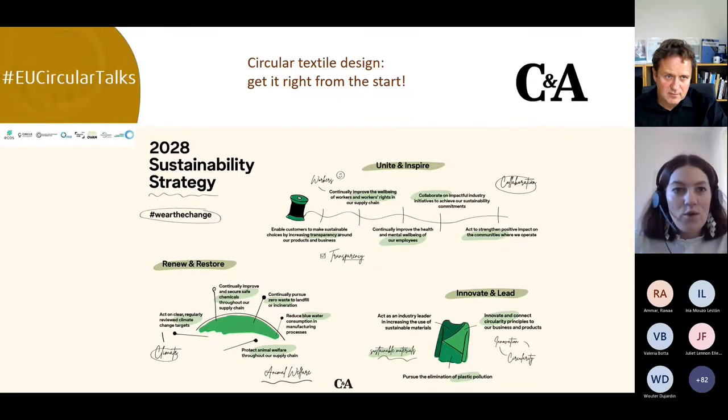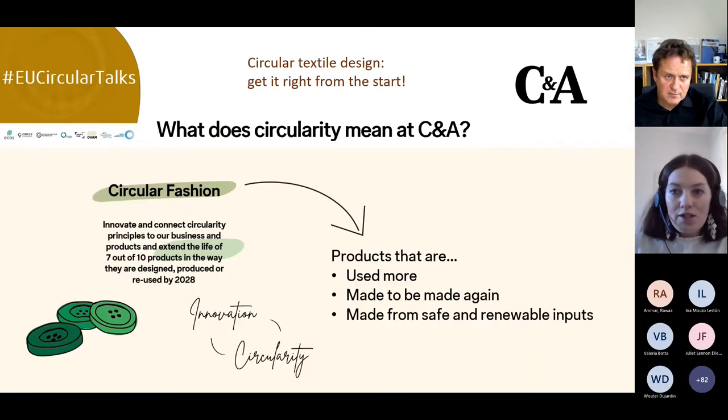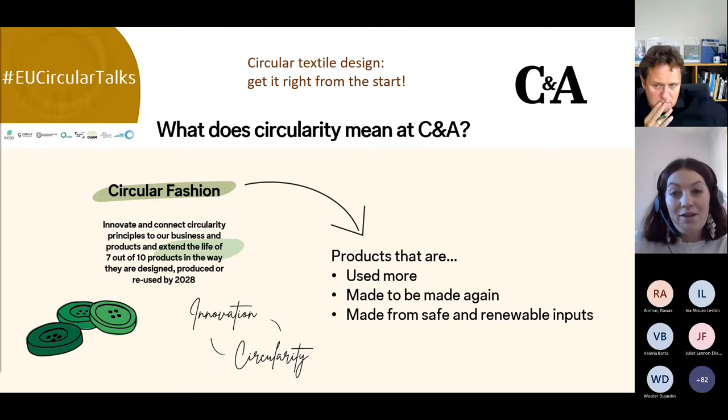And you can see here on the slide our new sustainability strategy, which takes us to 2028. So we've got 13 goals that we're working on under three wider objectives of unite and inspire, renew and restore, and innovate and lead, all of which are relevant to circularity. But within our mission to make more sustainable fashion affordable and accessible, circularity is becoming increasingly important. And specifically within our European business, we've committed to connect principles of circularity to 7 out of 10 of our products by 2028. But what do we mean when we say circular principles?